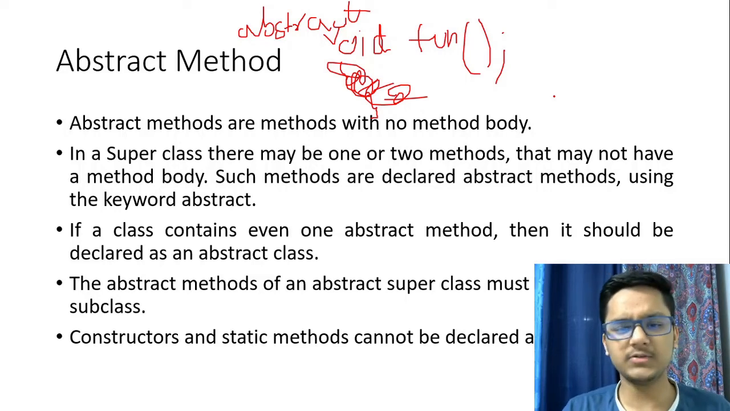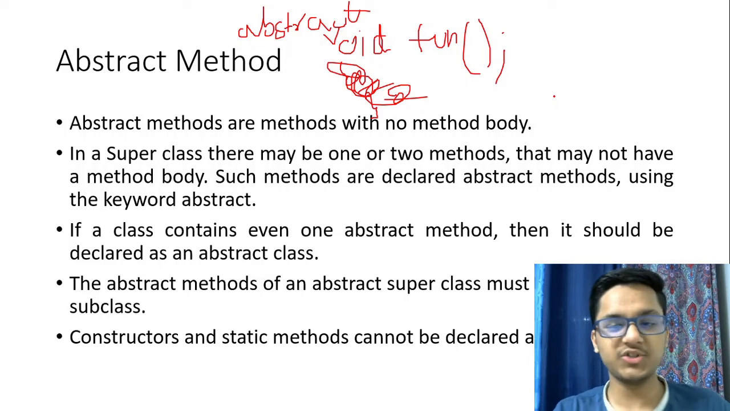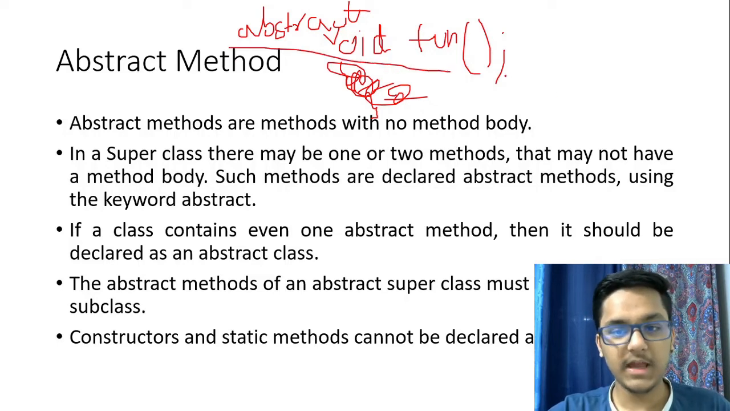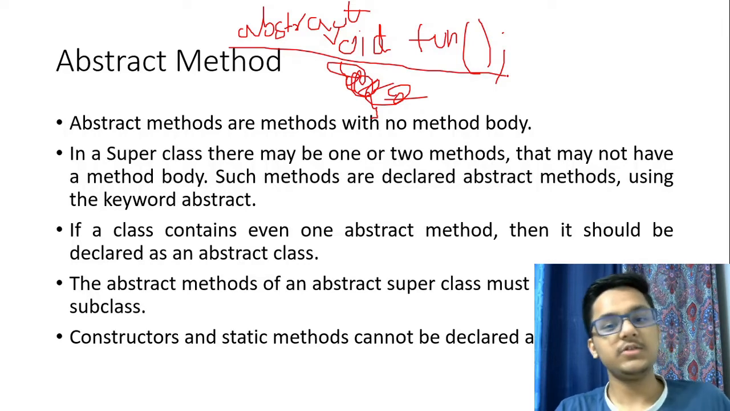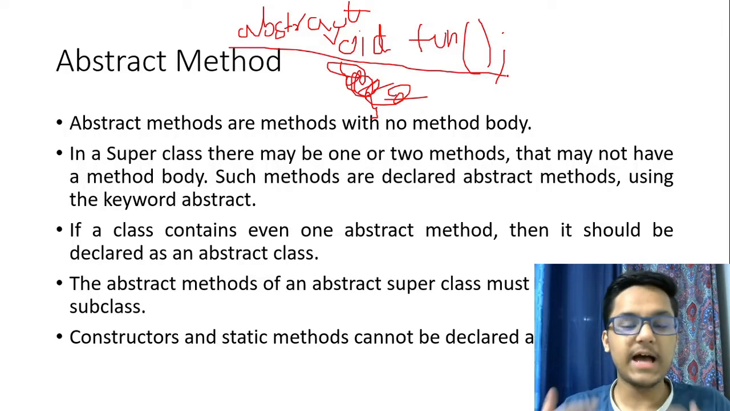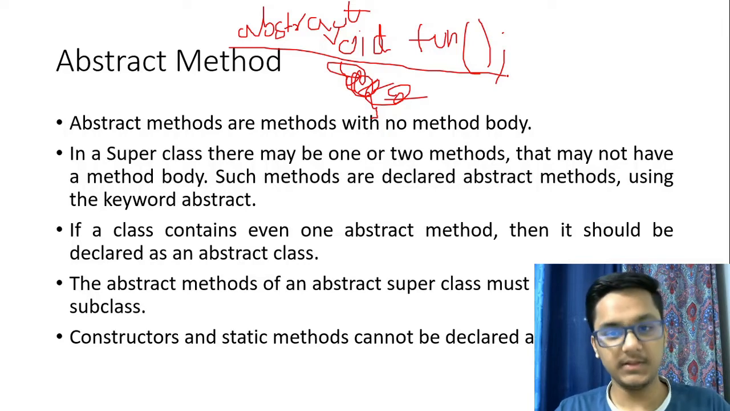And this can have parameters also. It doesn't really matter. So you have an abstract void fun with a semicolon. A normal method won't have a semicolon, but an abstract method has a semicolon. And this doesn't have any body. And abstract methods are usually in the parent class. So now the child class knows that it has to define this method fun.